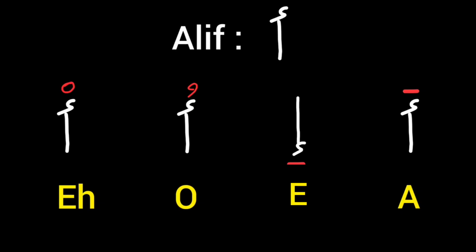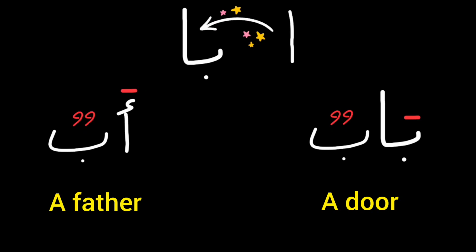We should know that Alif without the hamza, I mean without the symbol at the top, helps to prolong the letter before. For instance, Ba with the Alif will be pronounced ba. Okay, let's try to read our first two words.